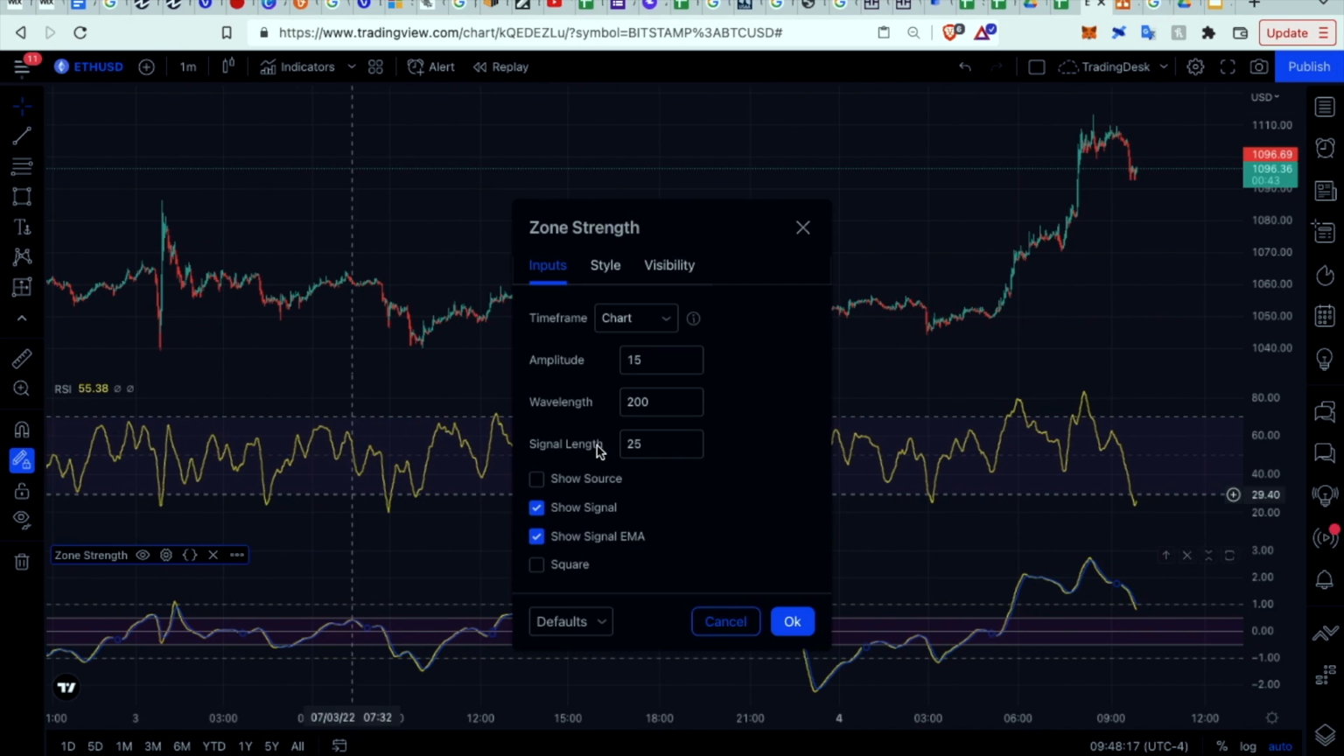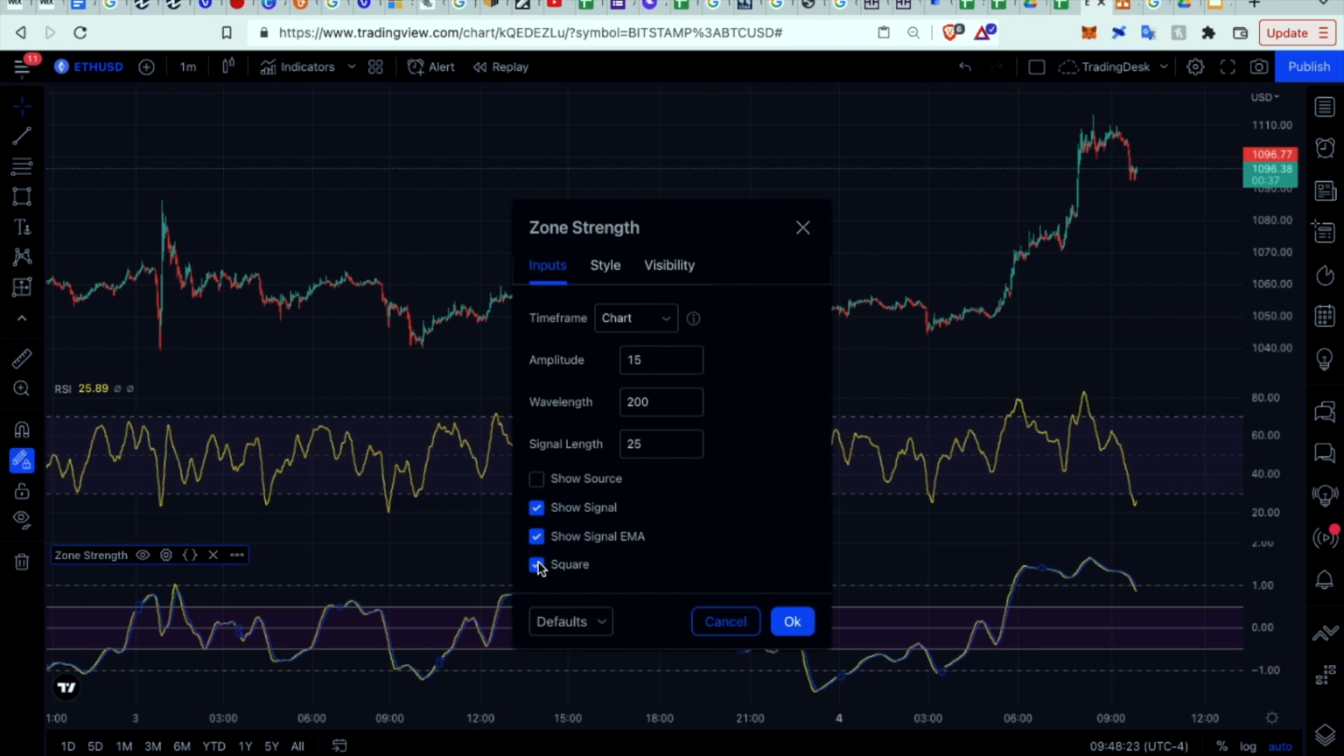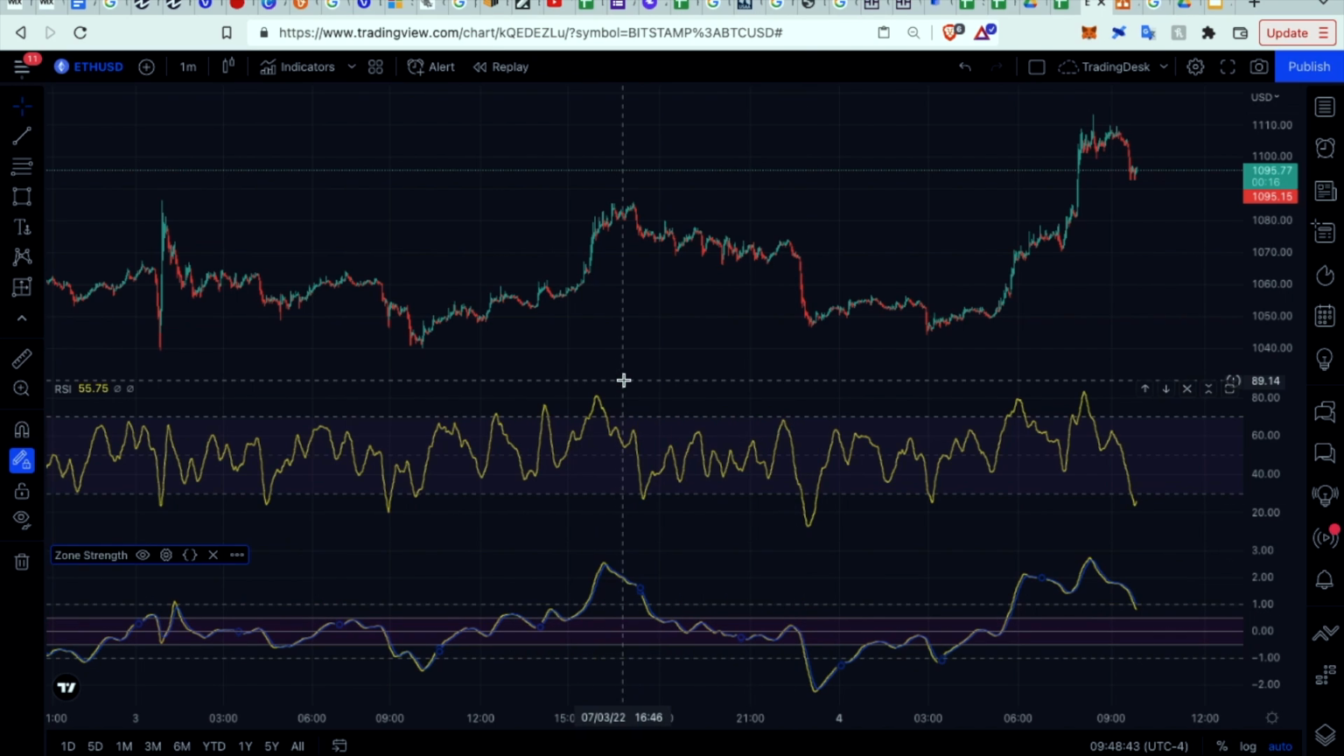There are a few settings that you can change. You can change the amplitude, the wavelength, the signal length, and you can make it square if you want to look at a shorter time frame and you want some more trades. Of course, the more this indicator flashes, the shorter the wavelength, the more false alarms there are going to be. That's true with any indicator. The more sensitive it gets, the more noise it creates.